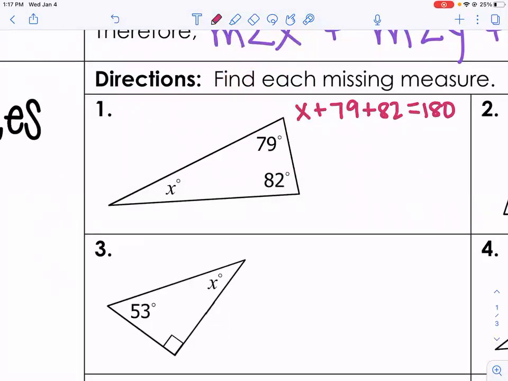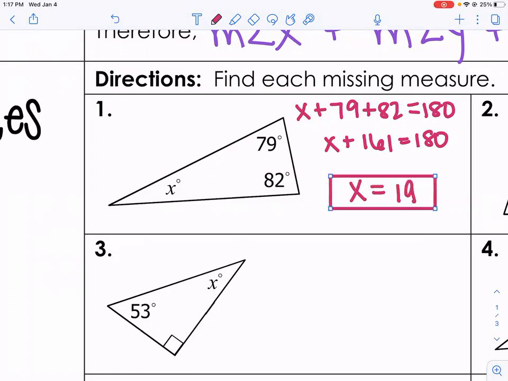What's 79 plus 82? So to figure out X, we need to subtract 161 from 180. 19? Thanks. Rough stuff. Rough stuff. Okay.